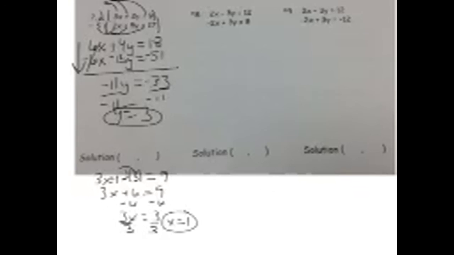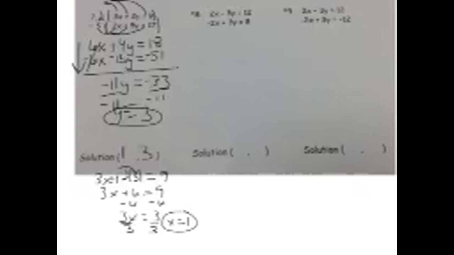I take that and plug it back in to either of the equations. I'm going to do the top one. So that's 3x plus 2y equals 9. And I'm going to take out the y and put 3 in its place. So that'll be 3x plus 6 equals 9. Minus 6 from both sides. 3x equals 3. When it's beside it, I divide it, and so x equals 1. So x is 1, y is 3.